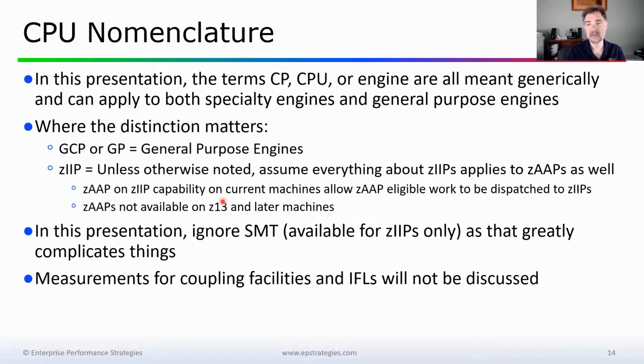So in this presentation, we're also going to ignore SMT. SMT is only available for zIPs, at least within zOS. There's also IFLs, and the SAPs also run SMT now too. But for this presentation, we're going to ignore SMT because it does not apply to the general purpose engines. And frankly, the general purpose engines are the ones we're most often concerned about because those really drive the software cost, and they're certainly the most expensive capacity to add. So again, we're going to ignore SMT.